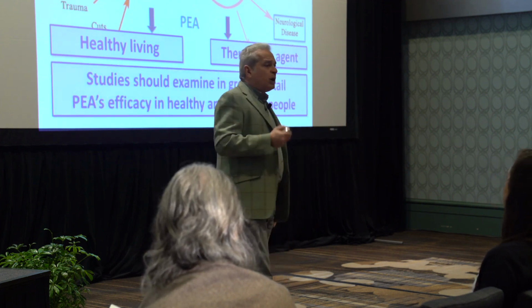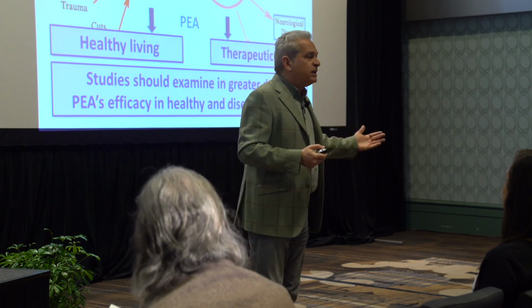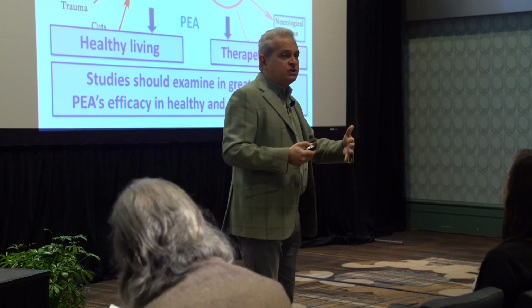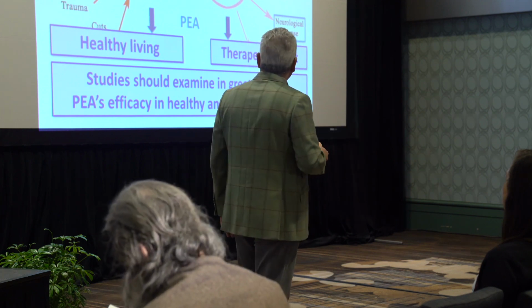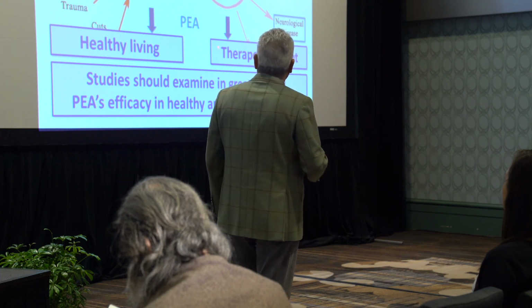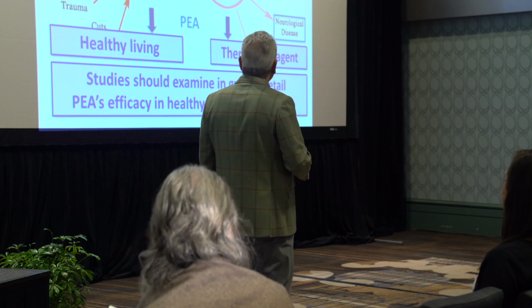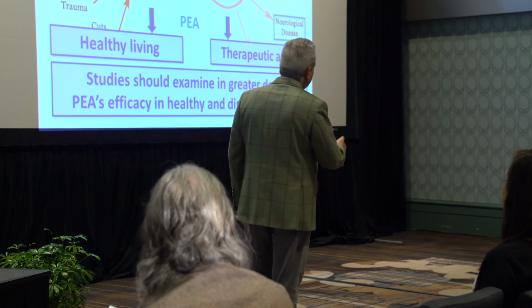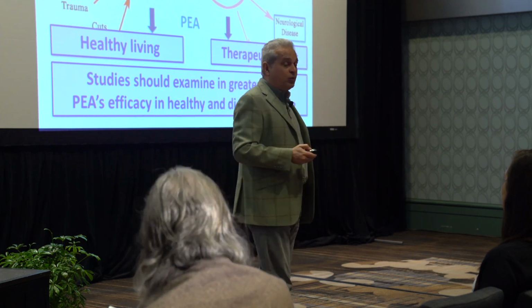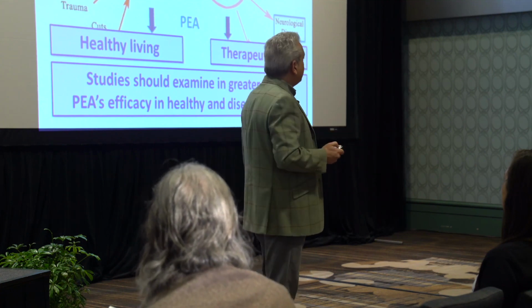So I will stop by saying that, of course, we need more studies, because despite the fact that PEA was discovered about 60 years ago, in 1957, we still need to understand in greater detail how it works in healthy people as well as in people with chronic inflammation or chronic pain. But the data we have so far are really encouraging.